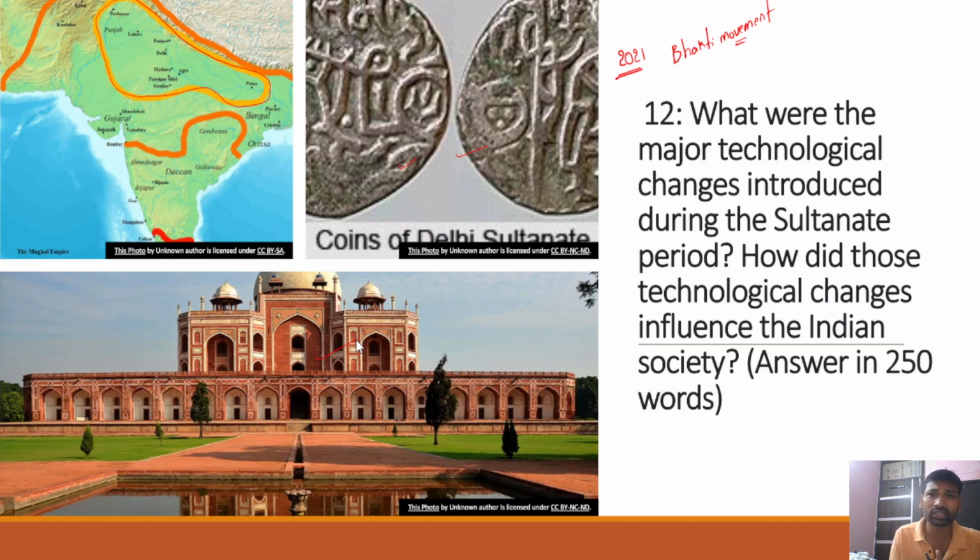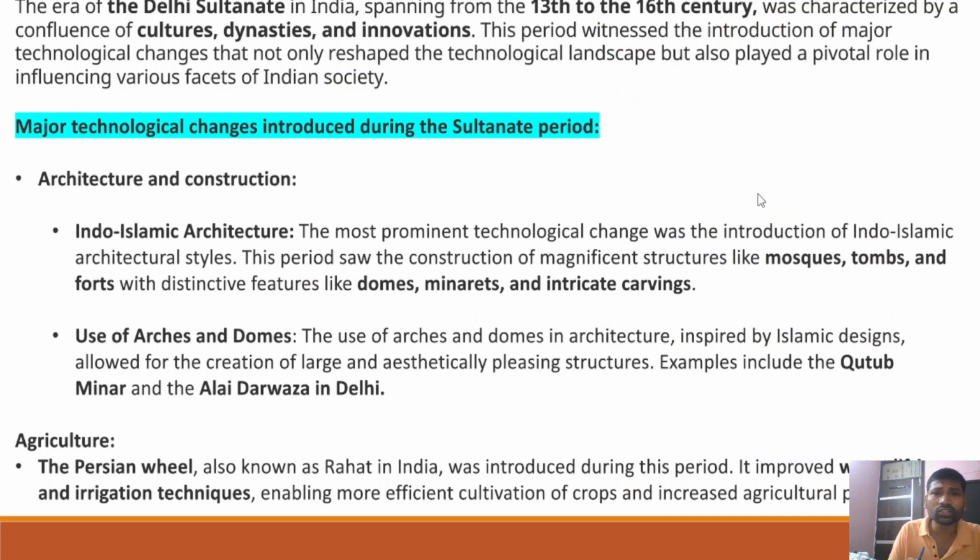One is you need to mention first in the introduction the time period of the Delhi Sultanate and some of the technological innovations and how they have influenced Indian society. You just briefly introduce, and after that you need to mention some of the technological changes that were introduced during the Sultanate period. And later you need to write how these technological changes have influenced Indian society. So first you need to introduce the Delhi Sultanate period.